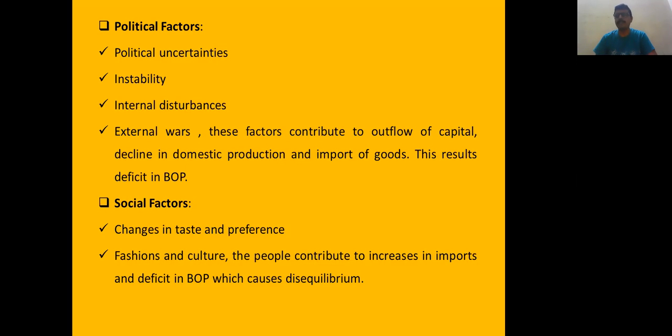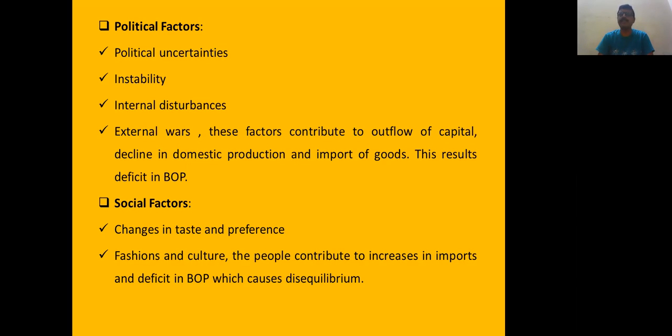If the country goes on conducting elections year by year, every year, then it is a huge expenditure for the country. This expenditure may cause a disequilibrium, or sometimes wars may take place, sometimes cash outflows may take place, sometimes imports may increase. Such a case is also called a political factor caused disequilibrium. And so, social factors is another point.